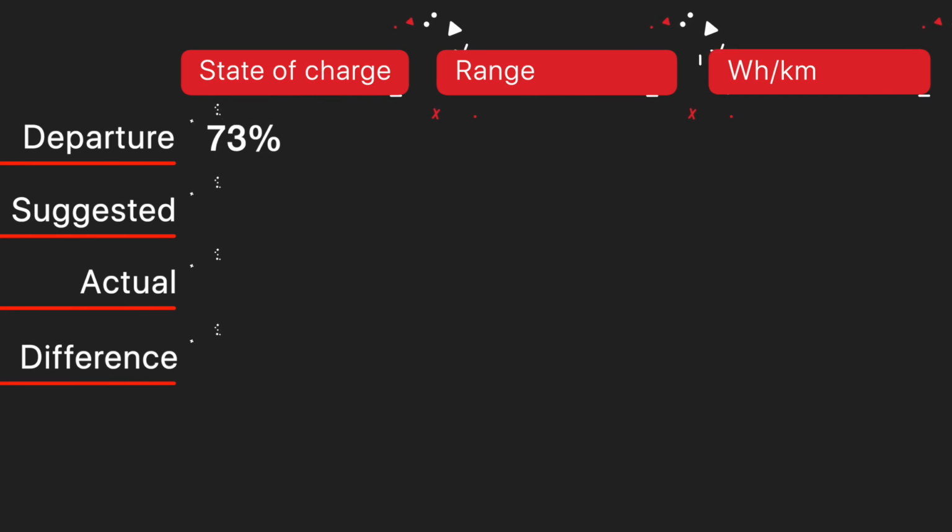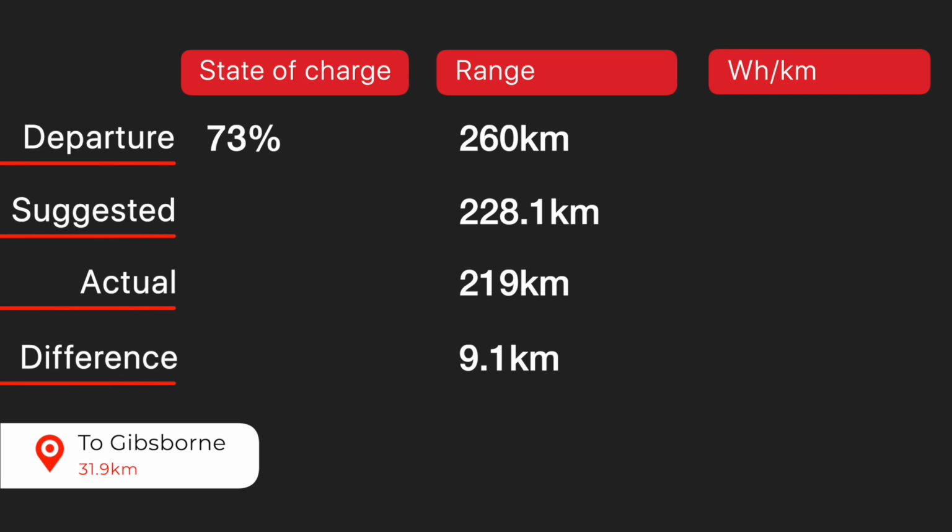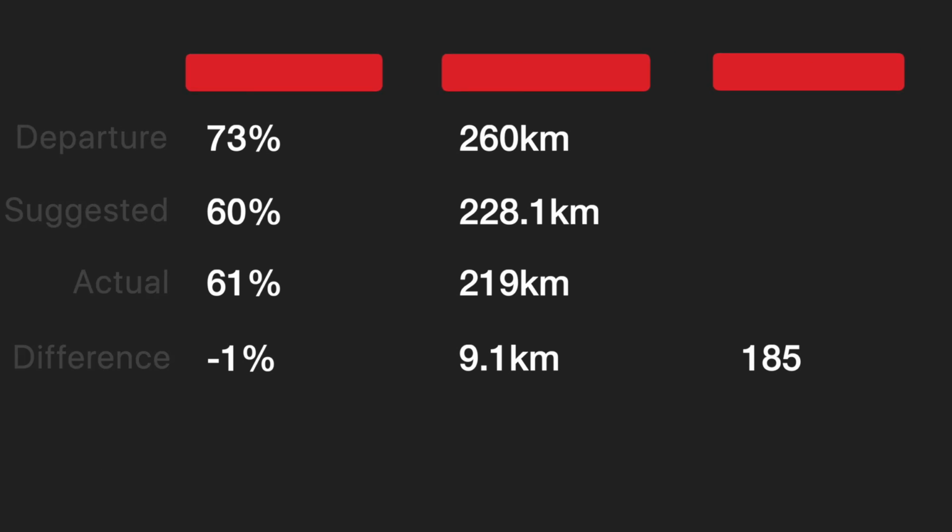So let's rewind and go over the total trip and try to find out what the actual range of this car truly is, given today's drive. We departed home with 73% state of charge, or 260 kilometers of range. The trip from my home to Gisborne was 31.9 kilometers. So we should have arrived with 228 kilometers of range, but we actually arrived with 219 kilometers. In terms of state of charge though, it was bang on the money. In fact, it was actually a bit better with 61%.